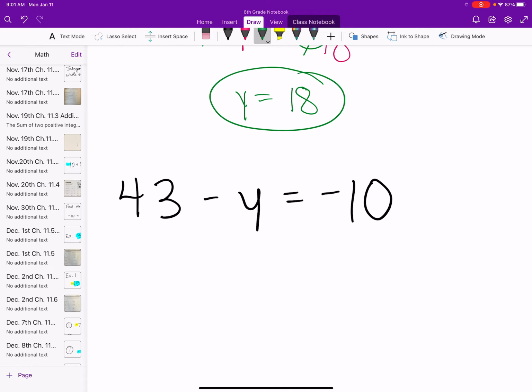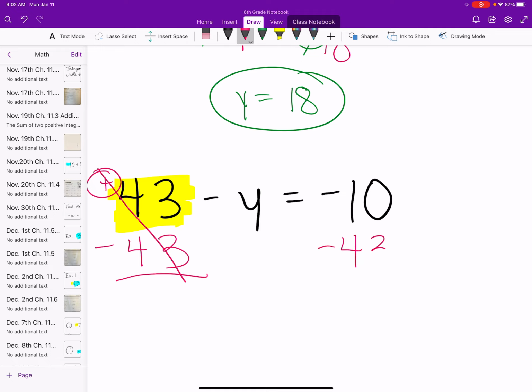Let's try one more like that. Okay, I notice that I have this 43 on the same side as my y. I can't have that. I need my variable all by itself. So I'm going to take the opposite of this plus 43, which is minus 43. That cancels it out. If I do it on one side, I have to do it on the other.